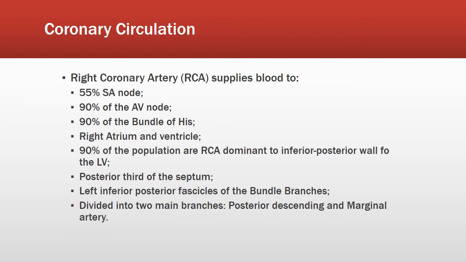The right coronary artery, or the RCA, supplies blood to 55% of the SA node, 90% of the AV node. The vascular runs deep into the interventricular septum to supply blood to the node. 90% of the bundle of His, the right atrium and ventricle. 90% of the population are RCA dominant to inferior posterior wall of the left ventricle, the posterior third of the septum, the left inferior posterior fascicles of the bundle branch, and it's also divided into two main branches, the posterior descending and the marginal artery.